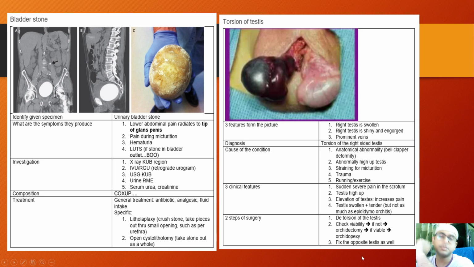Okay, so it is a two-step surgery: detorsion of the testis, and they check the viability. If not viable, then orchidectomy, and you must fix the other testis with the valve, that is orchidopexy of the other testis. Why? Because of the loss. If this rotation happens in the remaining testis, viability is lost. So to prevent torsion of the other testis, we must perform orchidopexy.